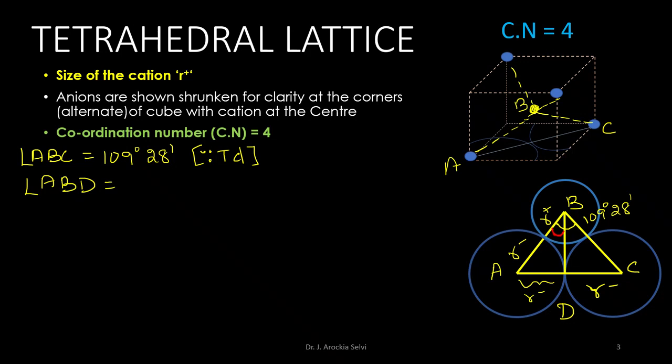Angle ABD should be calculated as half of 109 degree 28 minutes. So it will be divided by 2, and that will be equivalent to what? 54 degree 44 minutes. How do you get that one?